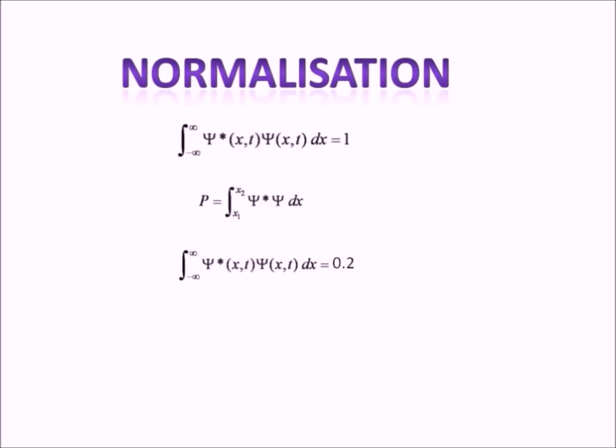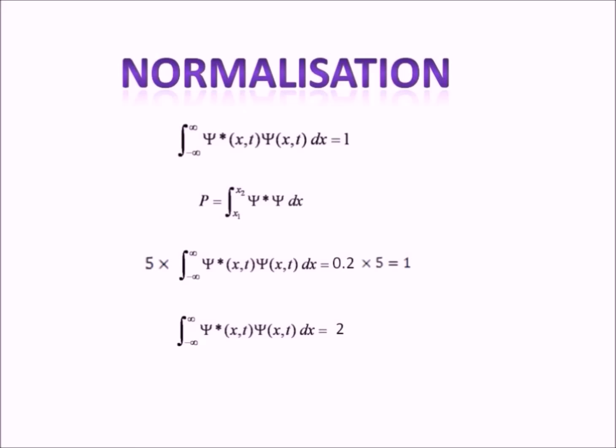So normalization is basically to multiply the wave function by a certain number to get probability equal to 1. So let's multiply in this case by 5. Multiplying by 5 on both sides, we can get probability equal to 1. So in this case, root 5 is the normalization constant A.